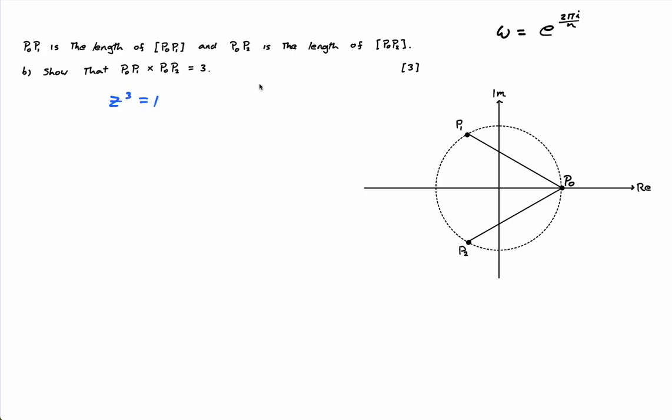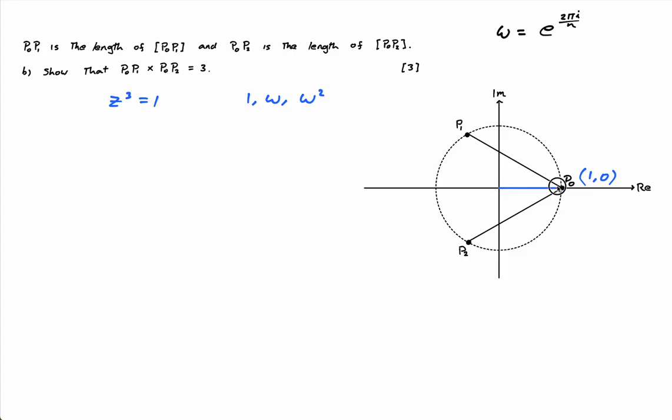Now, these points represent the roots of the equation z cubed equals 1. And the roots are 1, omega, and omega squared. Now, omega is this, e to the 2 pi i over n. Now, this point, P0, represents 1. So it's literally just (1, 0), because it's 1 in the real direction and 0 in the imaginary part.